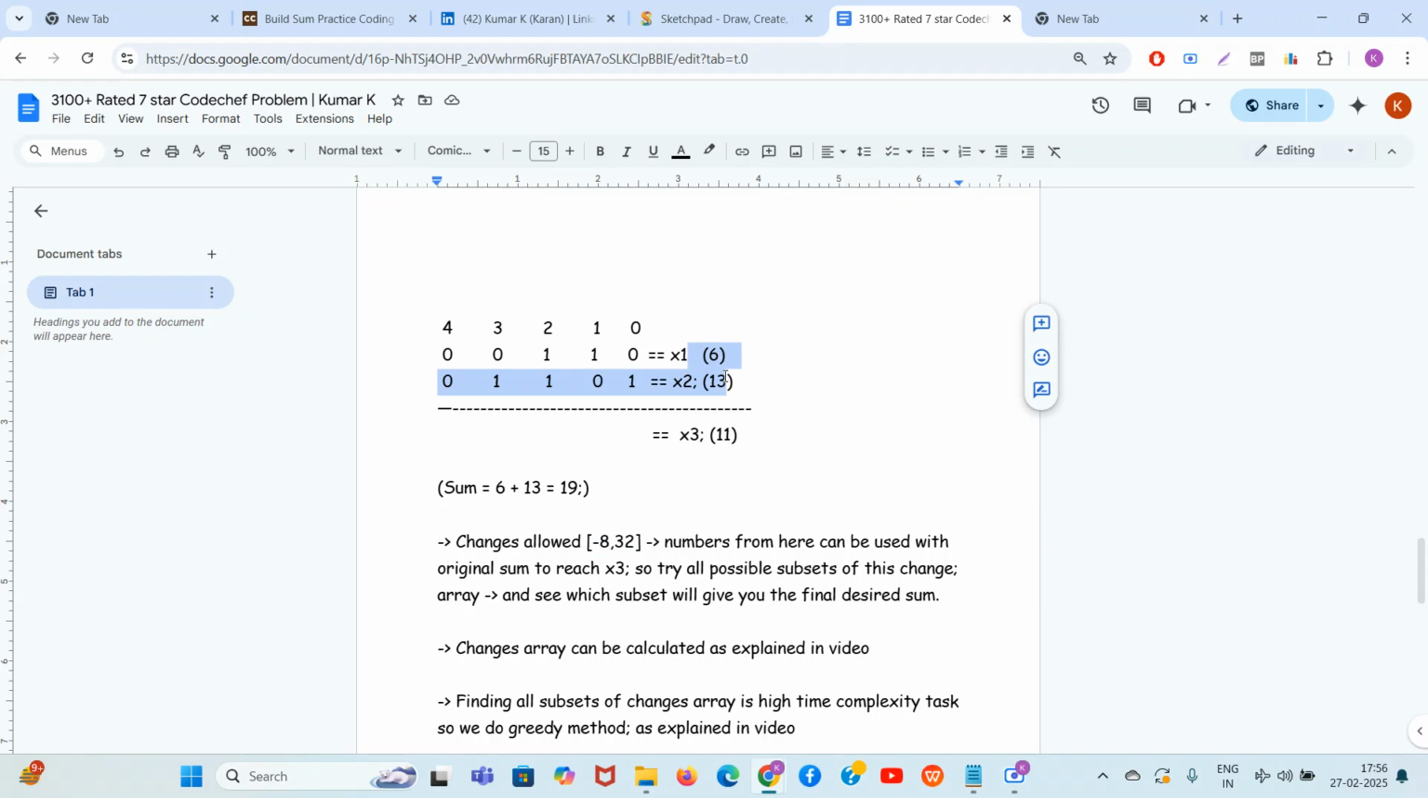Now your task is to use these changes to reach your final goal. How will you use these changes to reach your final goal? Simple. Numbers from here can be used with the original sum to reach x3. Try all possible subsets of this change array.